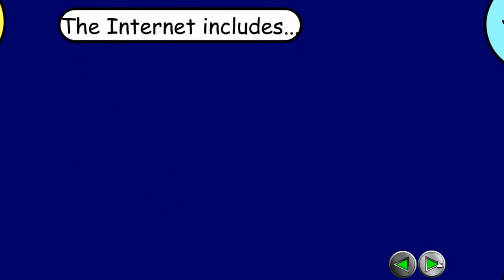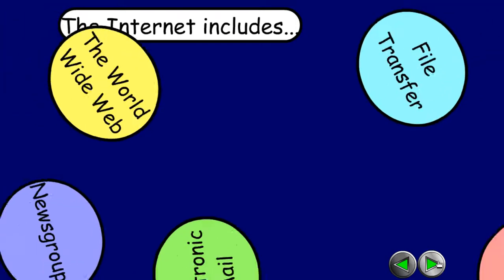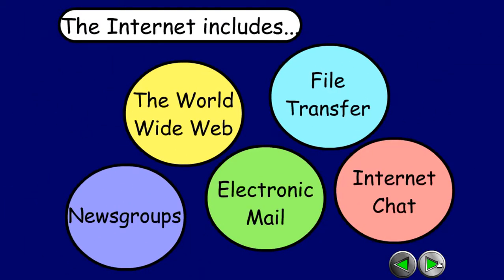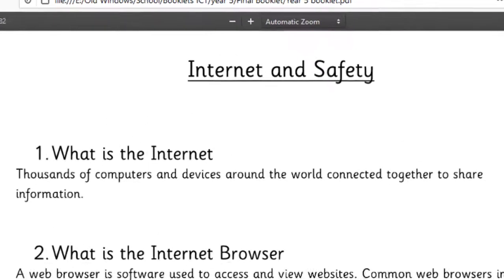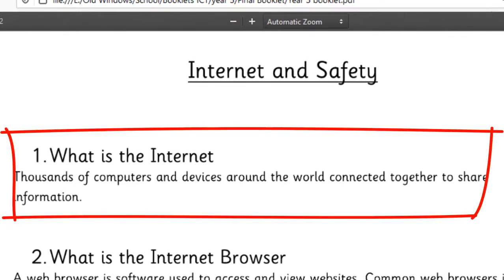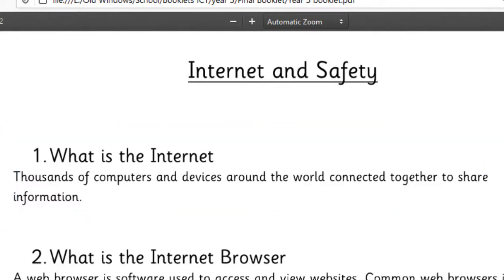The internet includes the World Wide Web, file transfer, news groups, electronic mail, and internet chat. So now we know what is the internet. Thousands and thousands of computers and devices around the world connected together to share information.